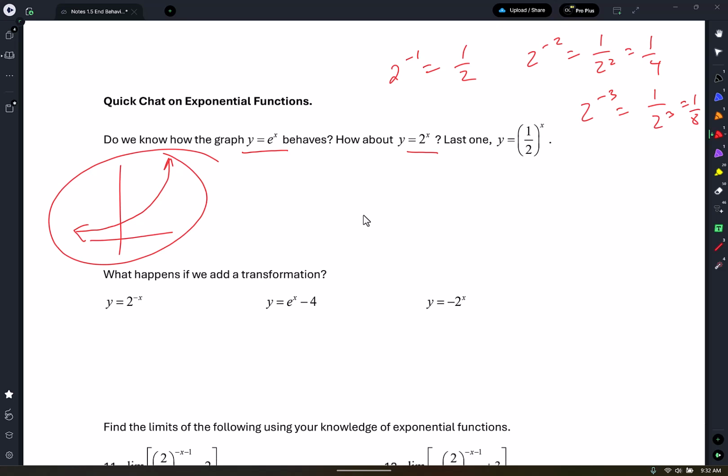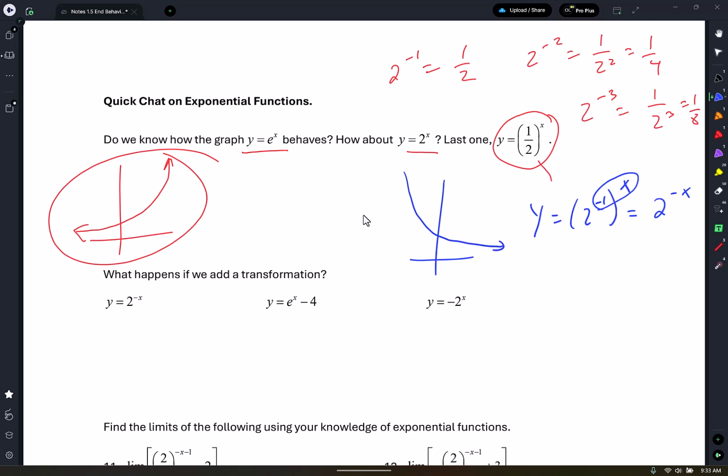Okay. So now look at this one. 1/2 to the power x. Well, I could have rewritten this one. Let me put this in blue because I don't want you guys to get confused. If I bring this up, it's 2 to the power negative 1 to the power x. Then remember your laws of exponents. Whenever you have an exponent to an exponent, it's 2 to the negative x. This one's going to look like this, guys.